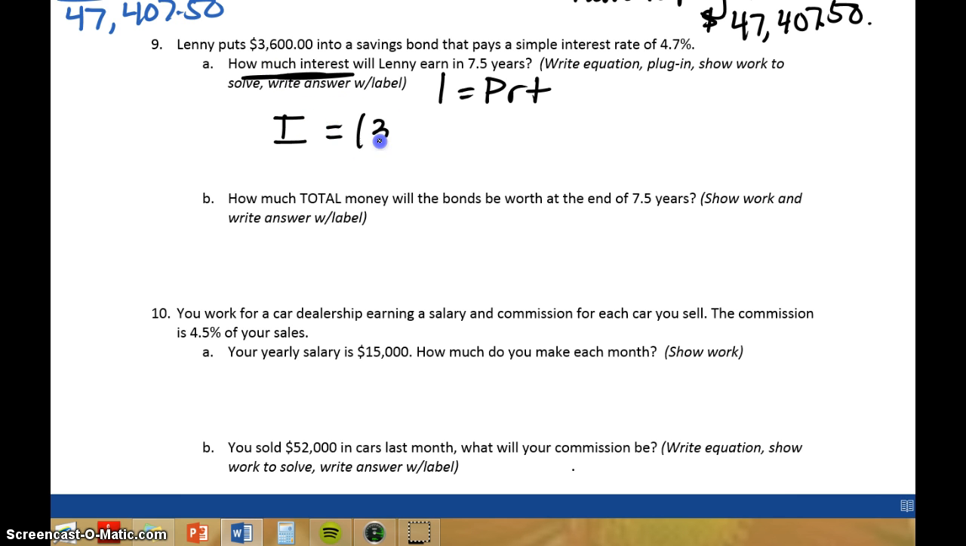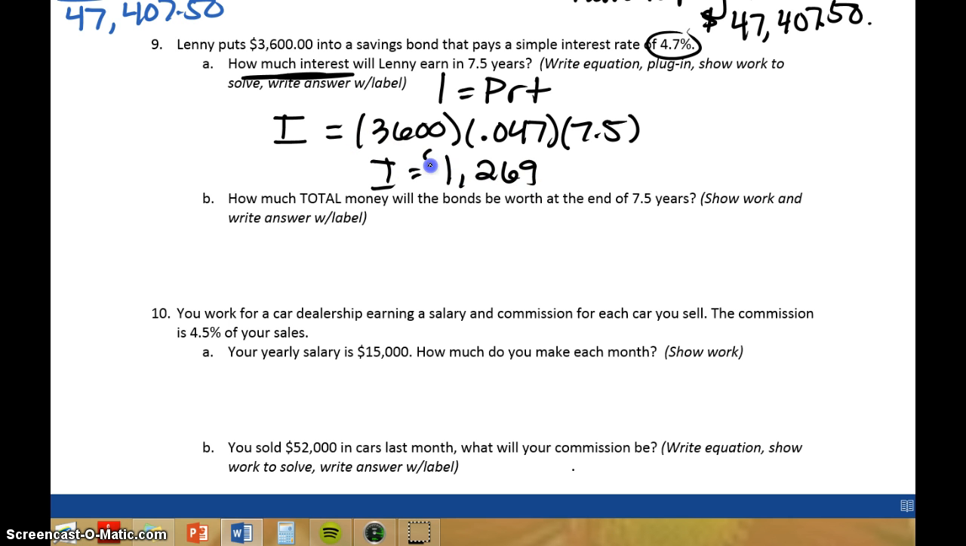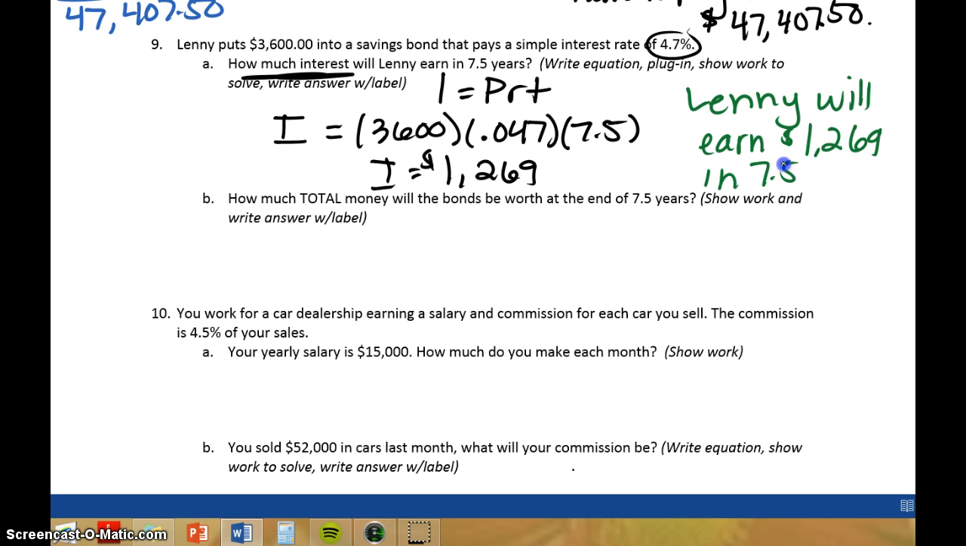Our P is 3,600. Our rate, we have to change that into decimal, so 0.047 times 7.5, which is our T. When we multiply all that together, our I equals $1,269. Now our final answer should say Lenny will earn $1,269 in 7.5 years.